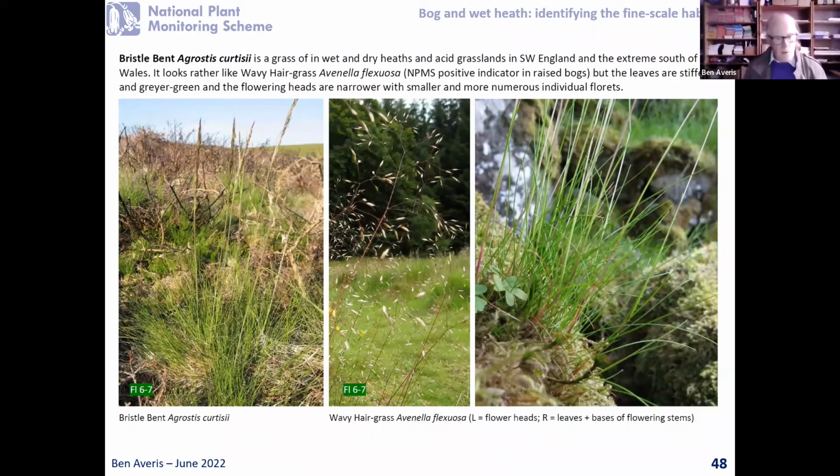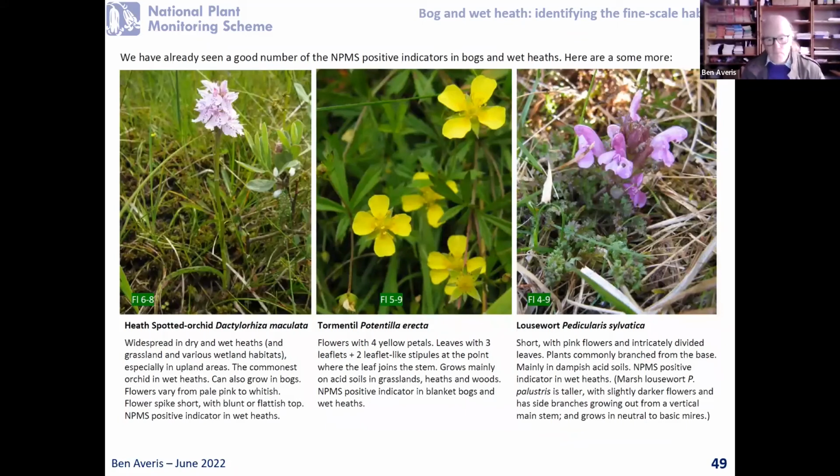So that shows those grasses that we can find in these wet heaths, and the bristle bent is a particular southern species of mainly heaths, wet and dry. So it's quite a notable plant really where it occurs. The next slide's got some more widespread herbs. Heath-spotted orchid, very common through all kinds of wet heaths, and the tormentil likewise, and lousewort again, very common and widespread in wet heaths and getting into bogs as well.